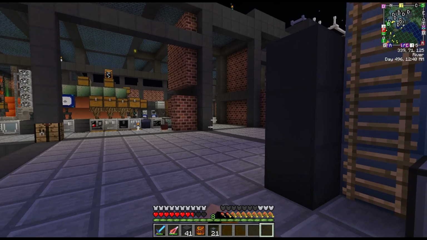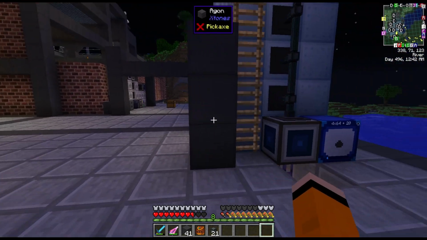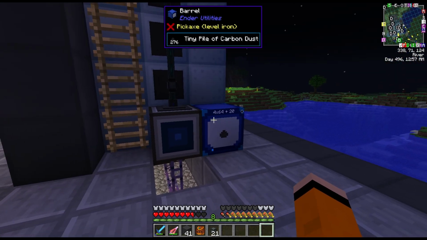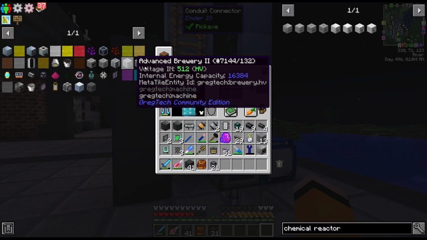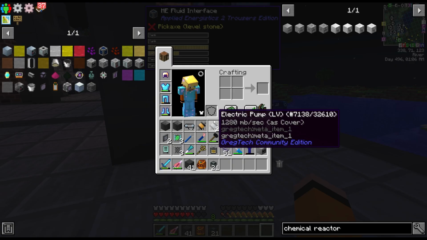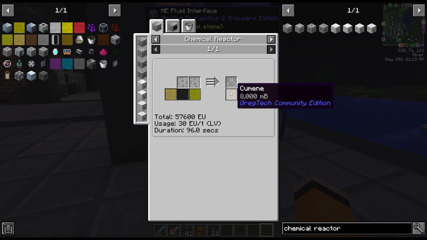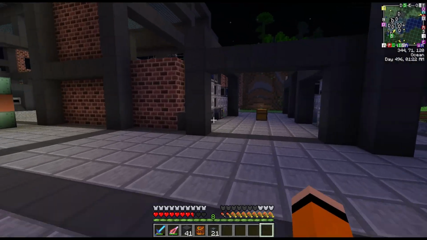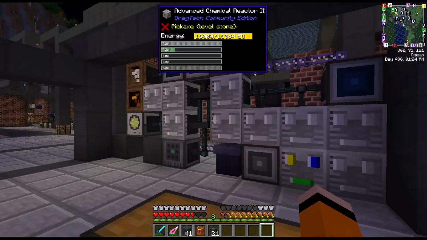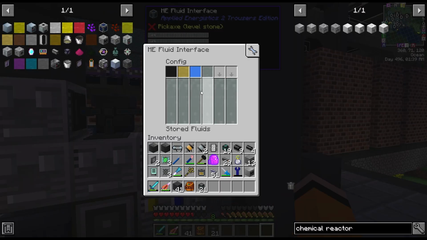I did partition a few drives, but I'm not actually sure what we should do about that. It also gives us tiny piles of carbon right here. But the two fluids we are interested in from this distillation process at the moment are benzene and propene. We need 8 buckets each to make our cumene. So that's what the end of this line here is for. And the benzene and propene is sent into this fluid interface.